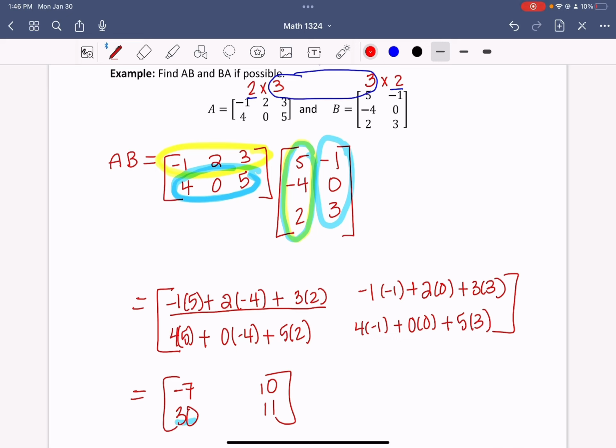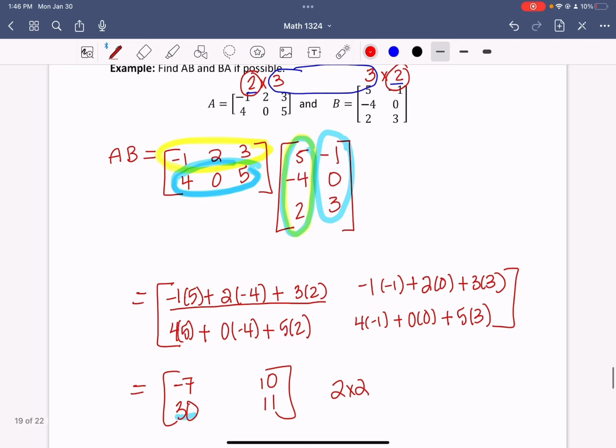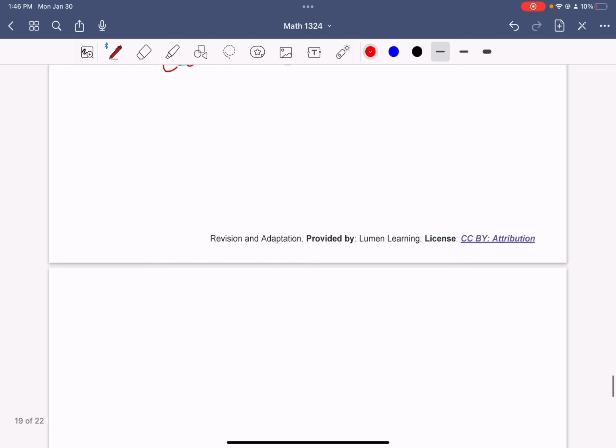Now this process is definitely more complicated, but I want to show you how it works because you do have to have similarity in sizes. We see that with the inner number being the same. The result, again, 2 and 2 are on the outside, so you can see we have a 2 by 2 for our result, and you have to be very meticulous with your details.